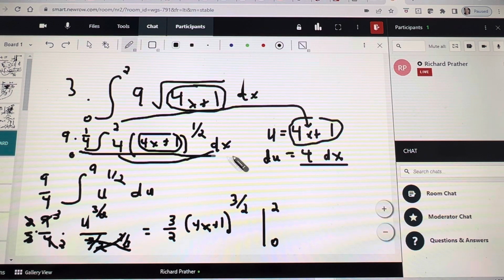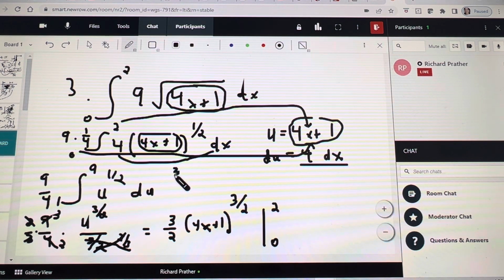And then 4 times 0 is 0, plus 1 is 1. So I can either put this back as 4x plus 1 and use the original 2 and 0, or I could just leave this as u and plug in 9 and 1 instead of 2 and 0. So it's just a point of preference many times. Is it going to take long to plug 2 and 0 into here?